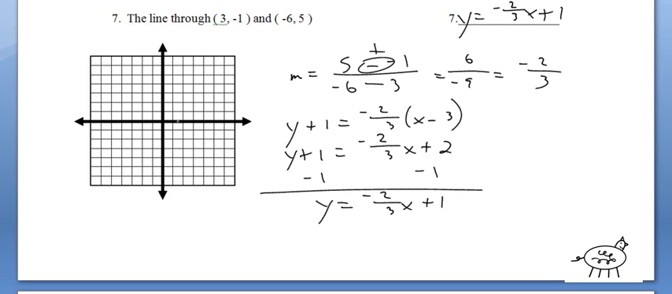And if I plot those 2 points, 3, negative 1, and negative 6, 5, those are the 2 points. So if my slope is negative 2/3, if I go from this point right here and I go down 2 over 1, 2, 3, down 2 over 1, 2, 3. Look at this, my y-intercept, plus 1, and down 2 over 1, 2, 3. Okay, so it all kind of works out, and it's a great way to check it, math fans.